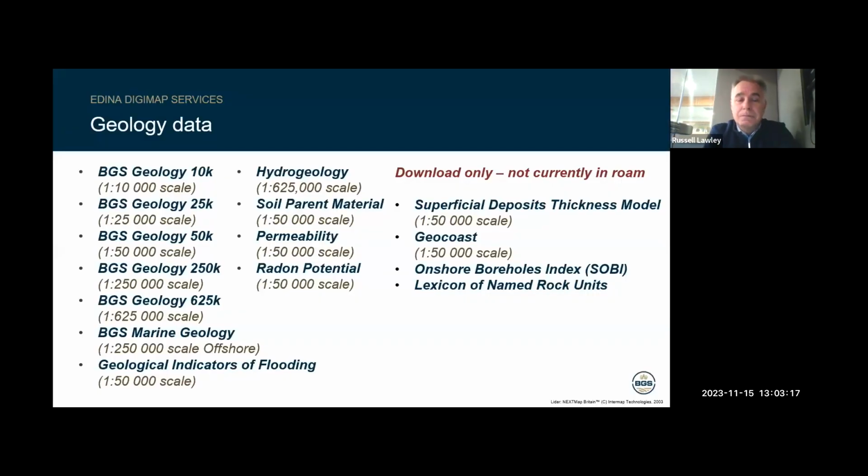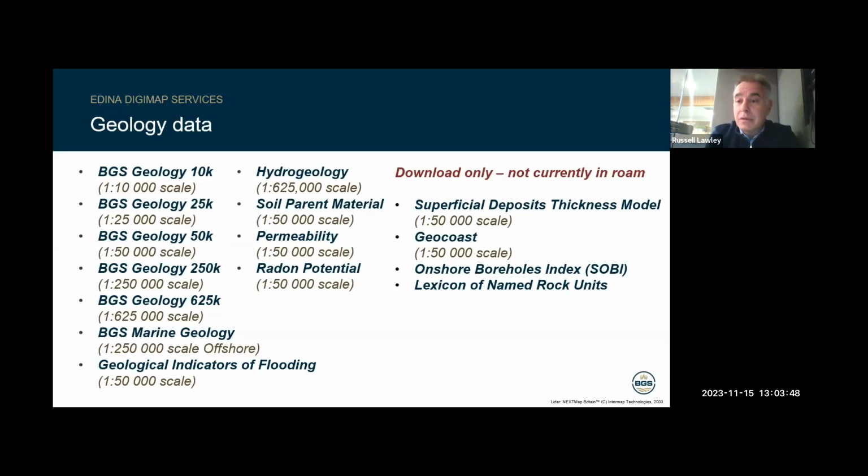Okay, so there's quite a lot of data available via Digimap. On the left-hand side, we cover our basic geology maps, which I imagine is what most of you will use. Various scales are available. We'll go through some of these so you can see what they look like. We have some additional, not necessarily straightforward geology content as well. So hydrogeology, soil parent materials, permeability, and radon are in there. I'll talk a little bit more about radon because it's been quite important to BGS over the last 12 months.